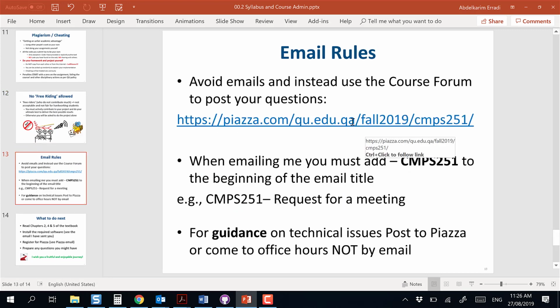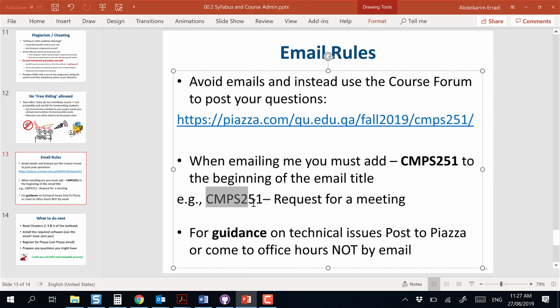Now for emails, try not to send emails. Try as much as possible to use Piazza, especially for technical questions. Emails are only for when there is something not really related to the content. And try to put CMPS 251 in the title of the email, just for me to see it clearly so I can respond more quickly. If it is related to absence or grading, put your section, L52, so it's easy for me to go to Banner or Blackboard and change whatever I need to change.